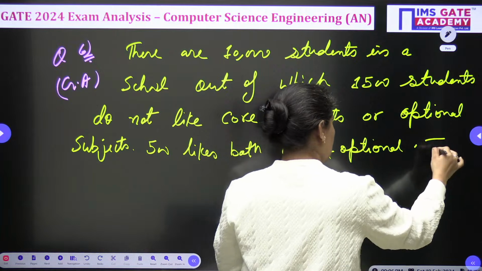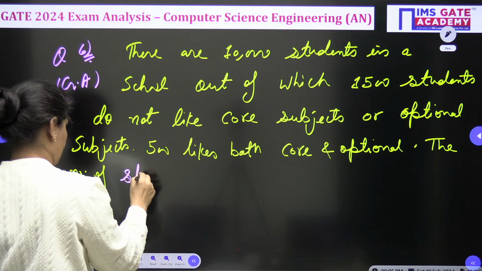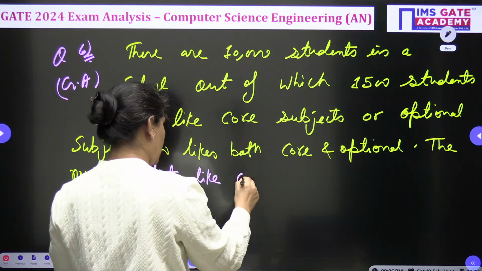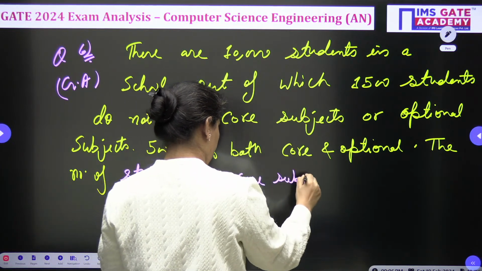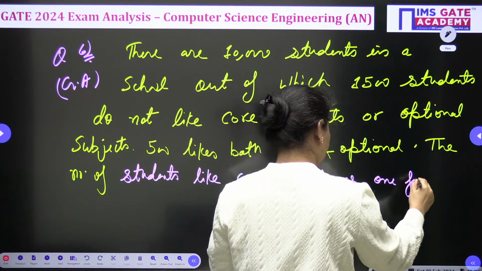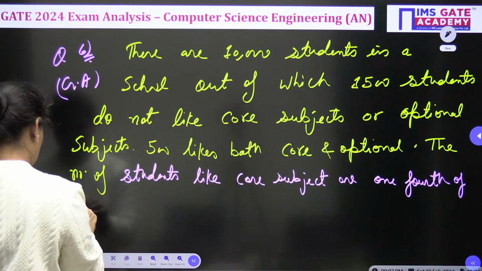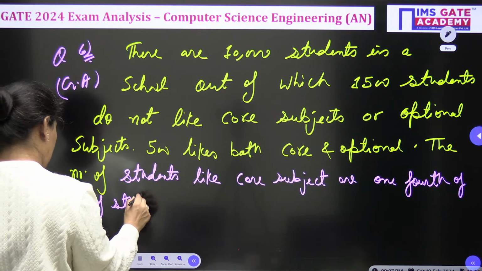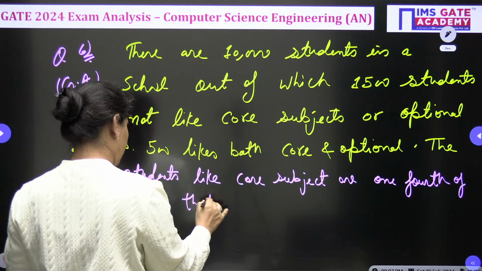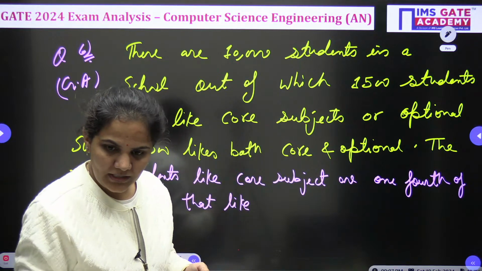The number of students who like core subjects are 1/4 of the number of students that like optional. So the number of students in core is 1/4 of the number of students in optional. It is given to us.